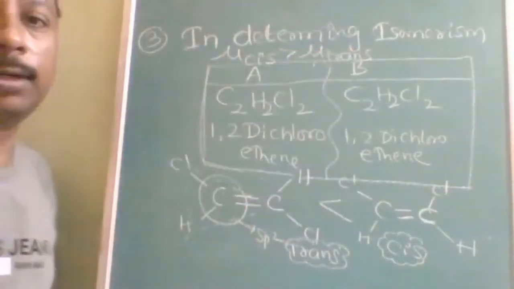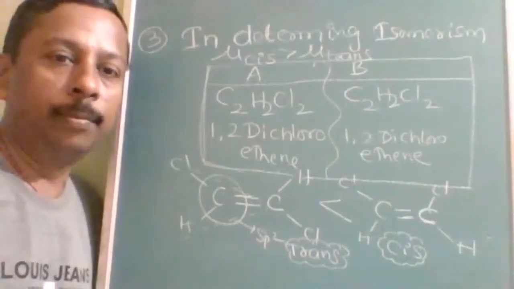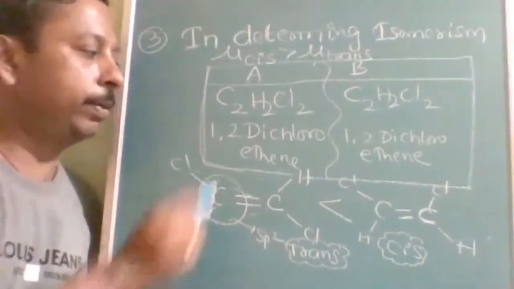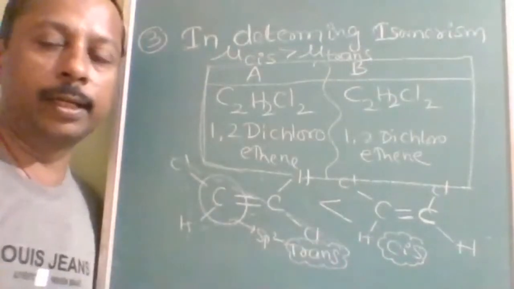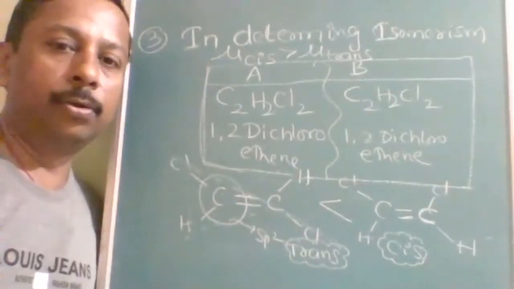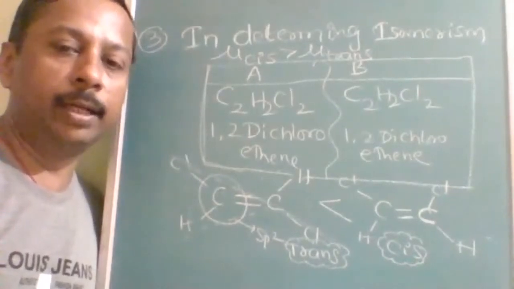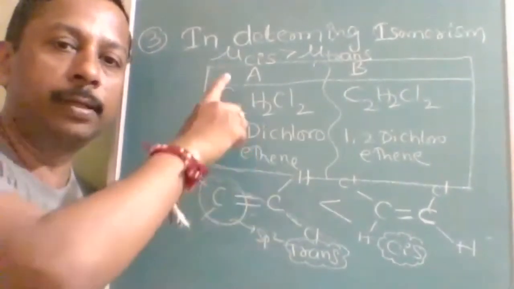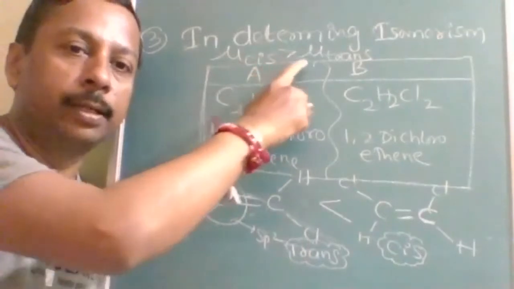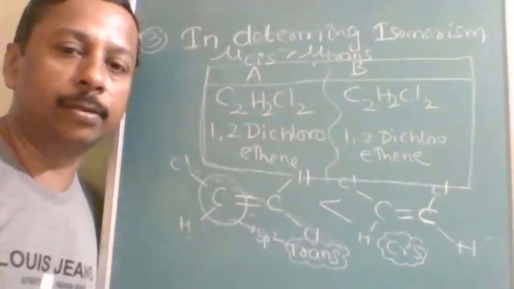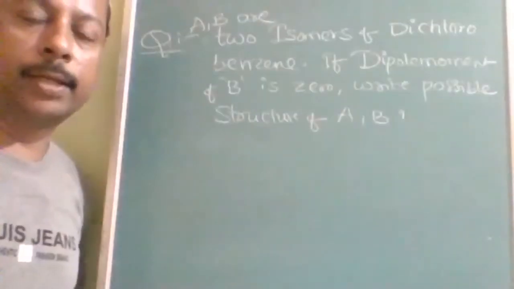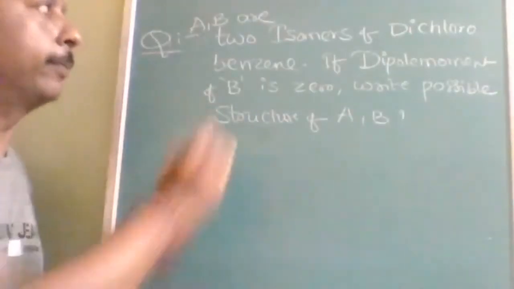Actually speaking, mu of trans will be 0, because of just opposite directions, so this will get cancelled. Is it understood? Note down the third application in determining isomerism. What is written here? Mu of cis greater than mu of trans. These are the examples and their arrangement. Okay, next question. A and B are. What is this?